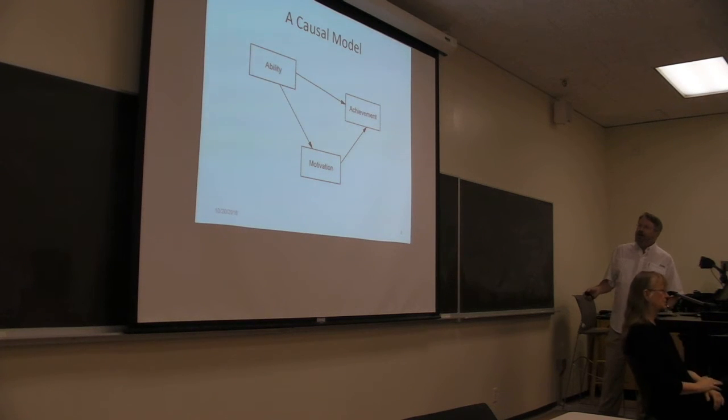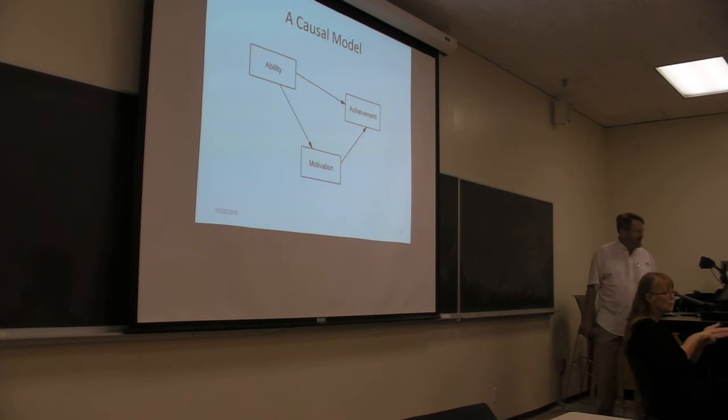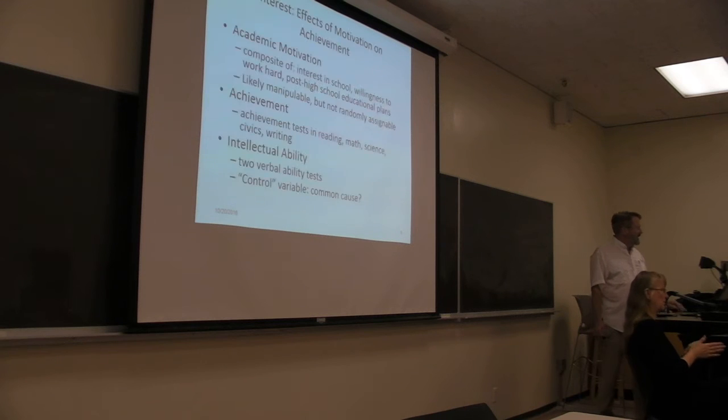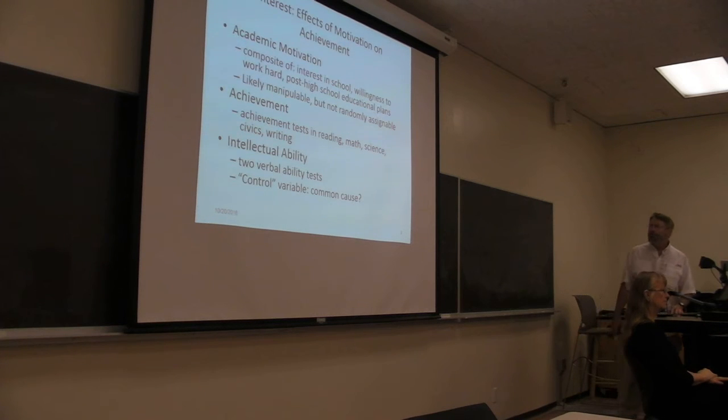And I could also turn to research. So if I looked at research, for example, on motivation, I might find that there's some research that suggests that ability influences motivation. Well, so I can define these variables a little bit. And actually, this is how these were defined. So I defined academic motivation as interest in school, willingness to work hard, and post-high school educational plans.